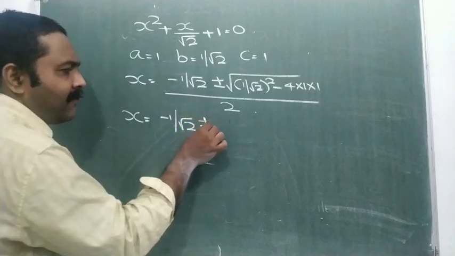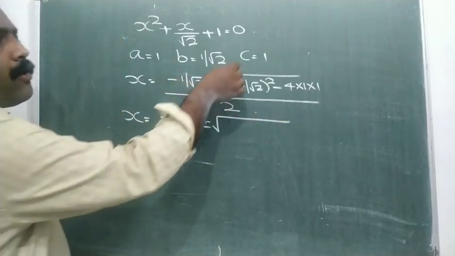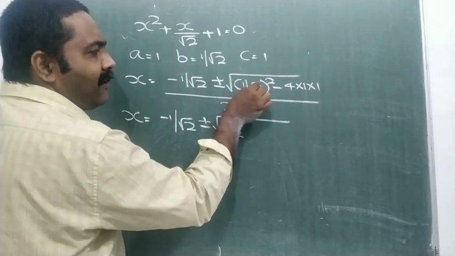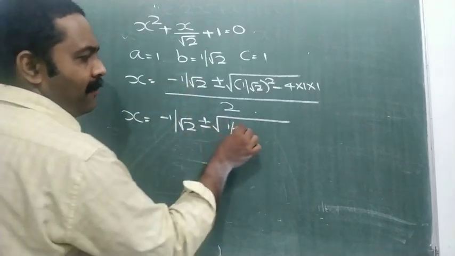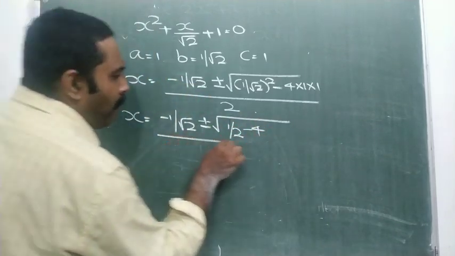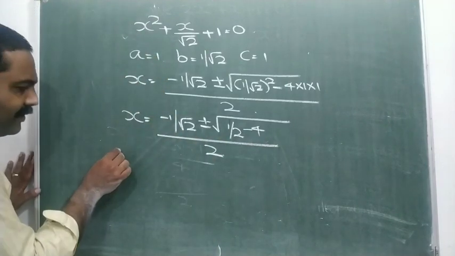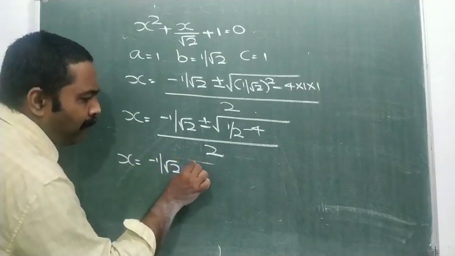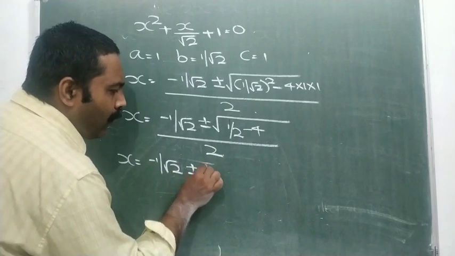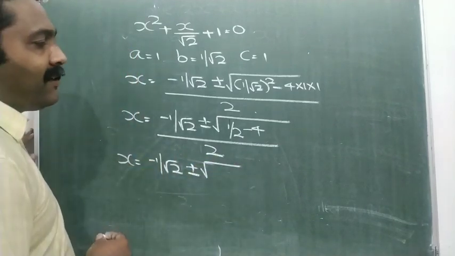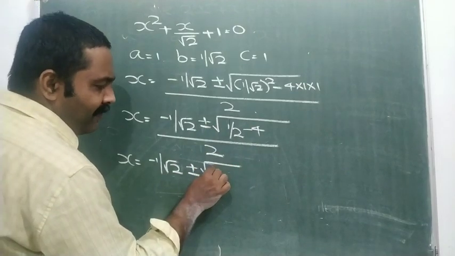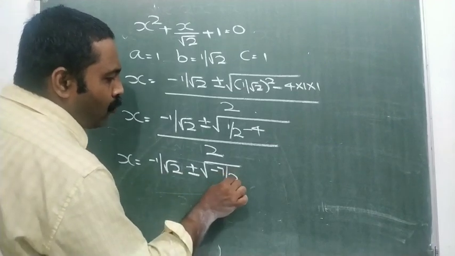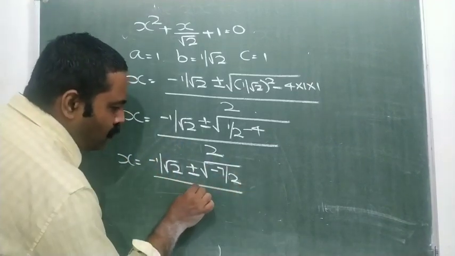x is equal to minus 1 by root 2 plus or minus root of, what is the square of 1 by root 2? 1 by 2. Square of 1 is 1 and the square of root 2 is 2. Okay, minus 4 by 2. That is x is equal to minus 1 by root 2 plus or minus root of 1 by 2 minus 4, which is minus 7 by 2, by 2.